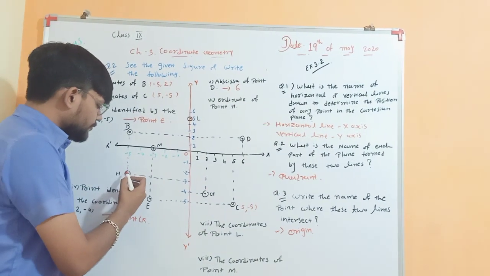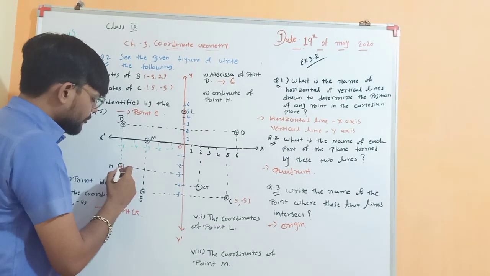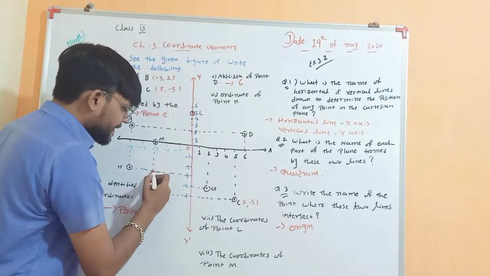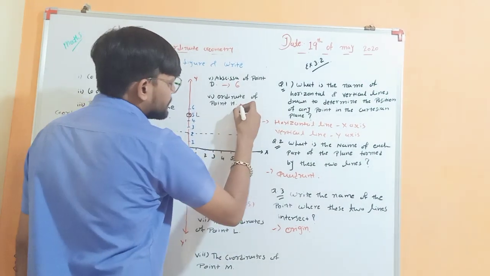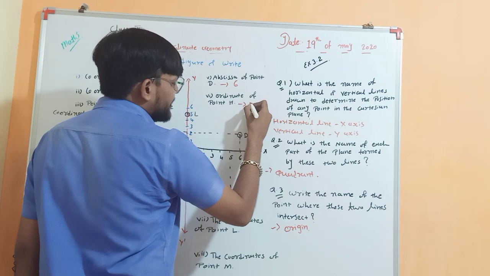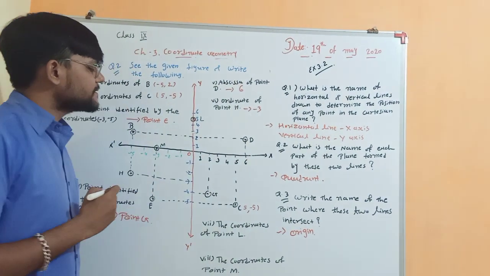So for that you have to draw perpendicular line on the y axis from point H. So if you draw perpendicular line on the y axis, which integer will you get? So it is minus 3. So ordinate, that means the y coordinate of point H is minus 3.